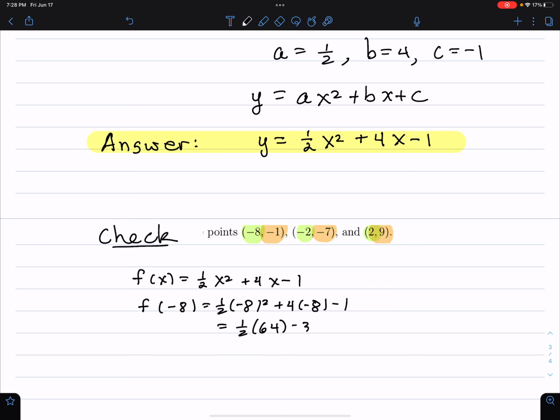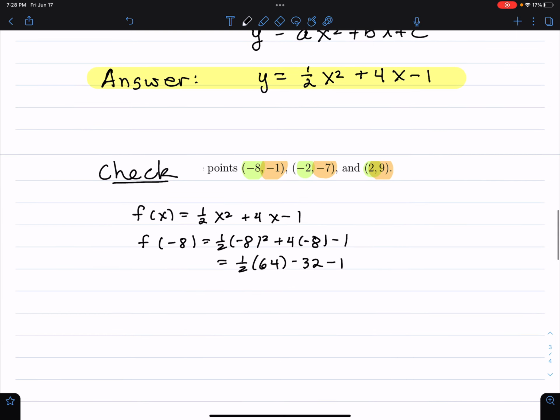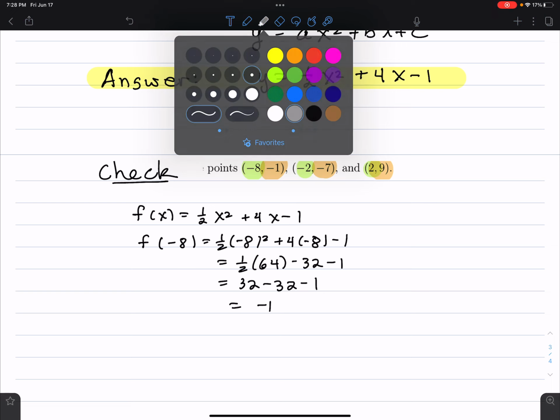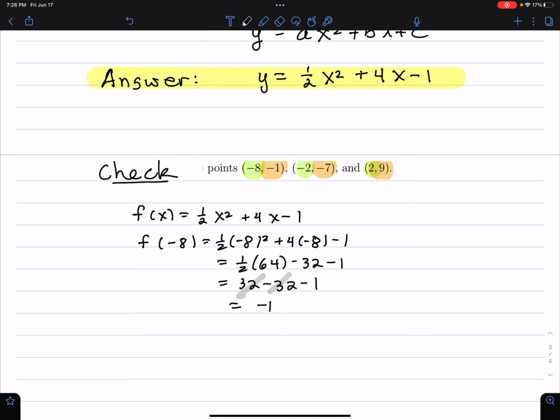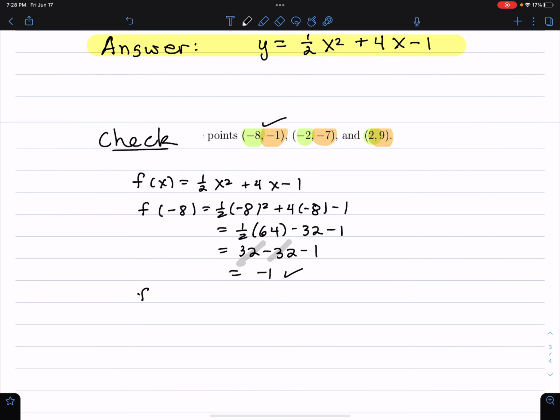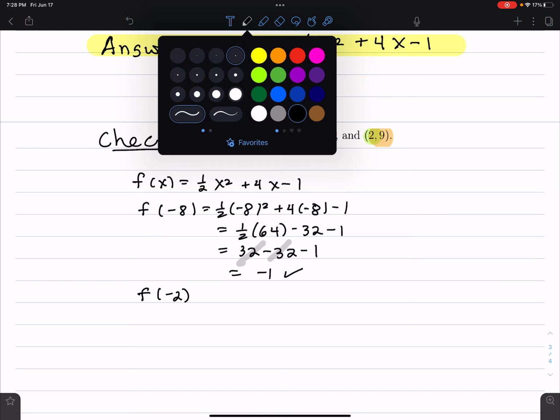The thing is, this starts getting sort of tedious. I could see that at this point you might want to just turn off the video or whatever. But anyway, this is what you do. You check. If the first one worked, what was I doing? I was doing the first one. I put in negative 8 and I see I get negative 1. You don't have to use the f notation. You just use the y if you want. But anyway, then I go to f of negative 2. That's this one right here. And I want to see I get negative 7.